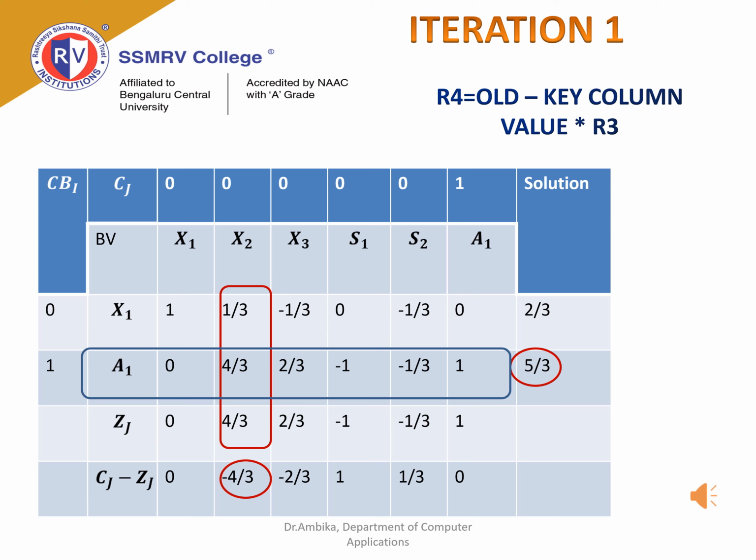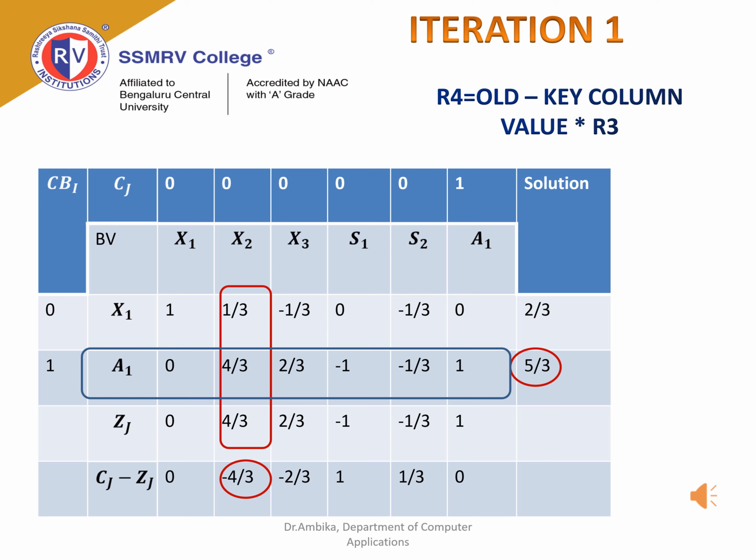In this method, once the new values are calculated, the rows are shuffled. That is, the first row will contain x1 values. This is calculated by dividing the previous value by the key value. That is, we are dividing the old values by 3. The R4 row is calculated by utilizing the formula old value minus the key column value into R3. Similarly to the previous iteration, Zj and Cj minus Zj are calculated and entered into the respective cells.